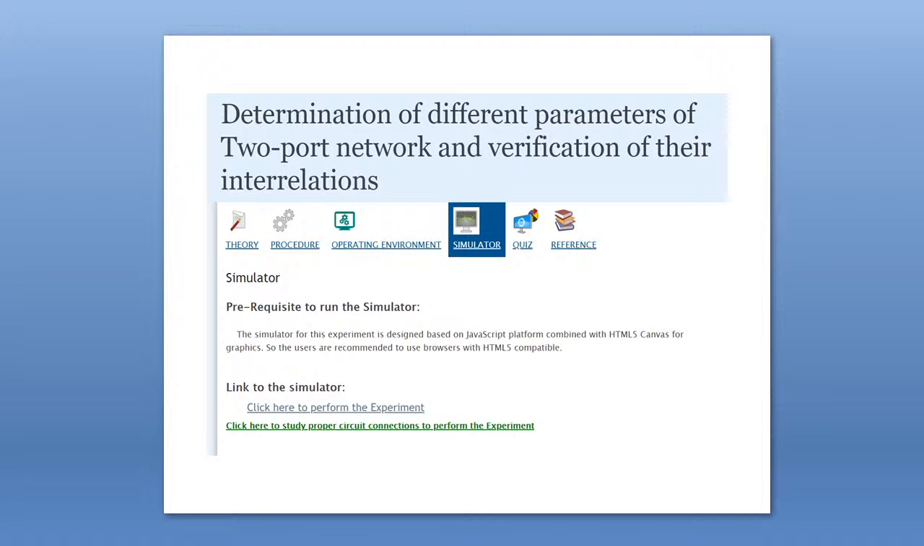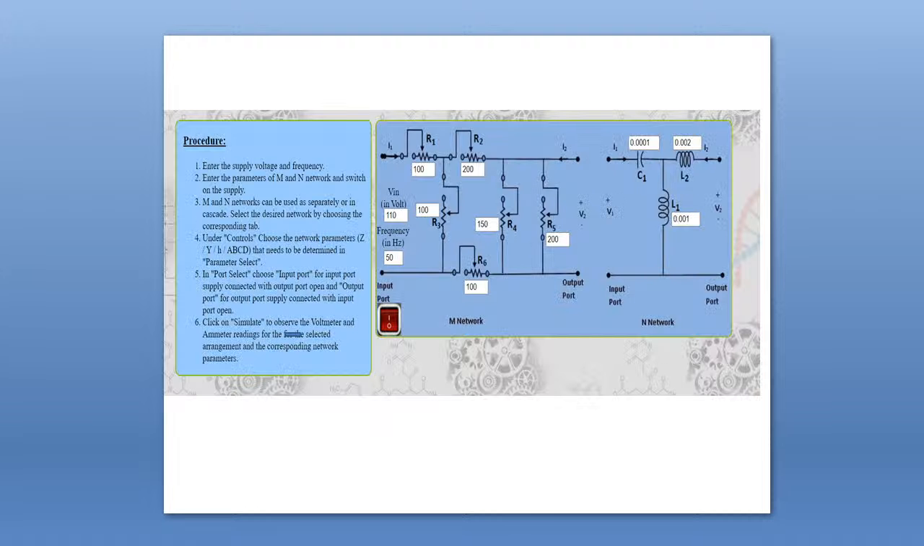Now, if you click on the first option, click here to perform the experiment, you will find a new window where you can see the circuit diagram required for today's experiment. If you click on this option, you will see a new screen where you will find the circuit diagram for today's experiment, along with the instructions which are required to connect the circuit and get the result.